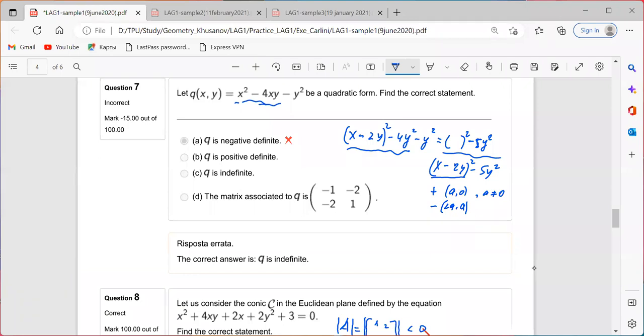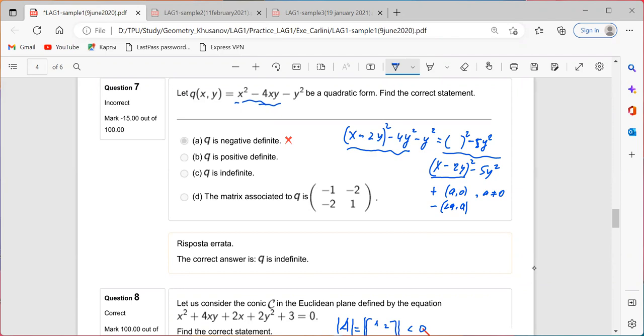Really, in your exam, if you already find a correct answer, like here, you don't need to consider other statements, because in this quiz we always have only one correct answer.